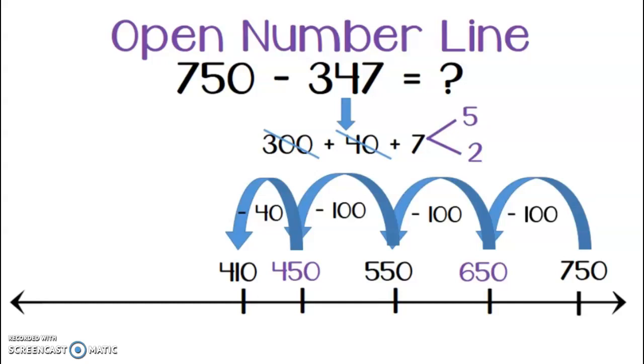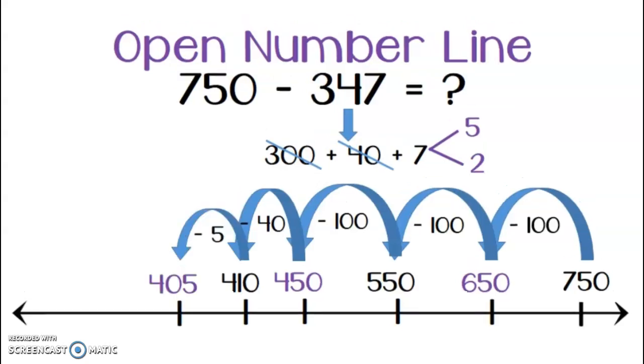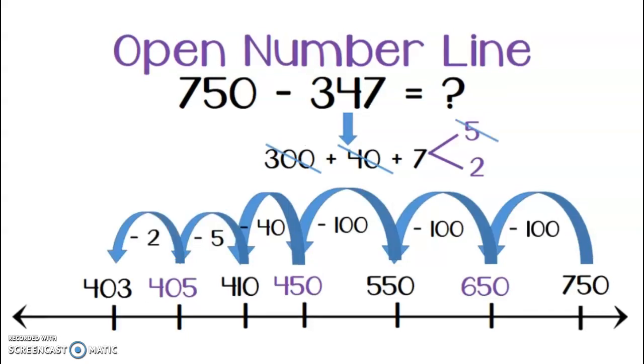I can break apart 7 into 5 plus 2 to get friendlier numbers to hop back. If I subtract 5 from 410, that leaves me with 405. Now, leaving me with only 2 jumps left. If I subtract 2 from 405, that leaves me with 403.